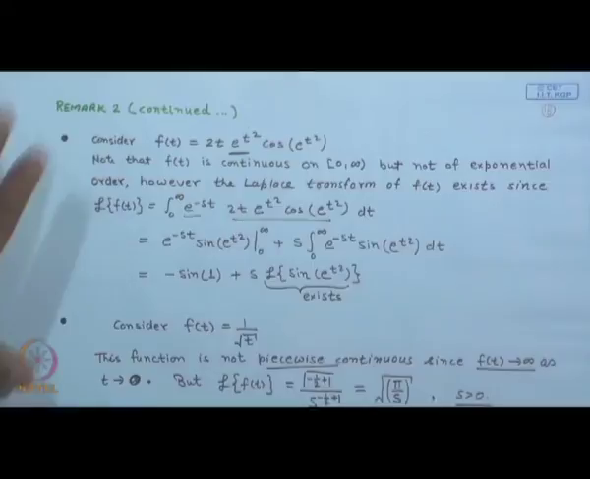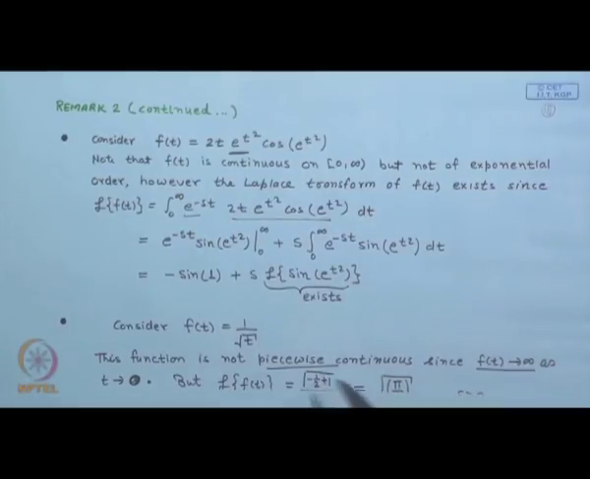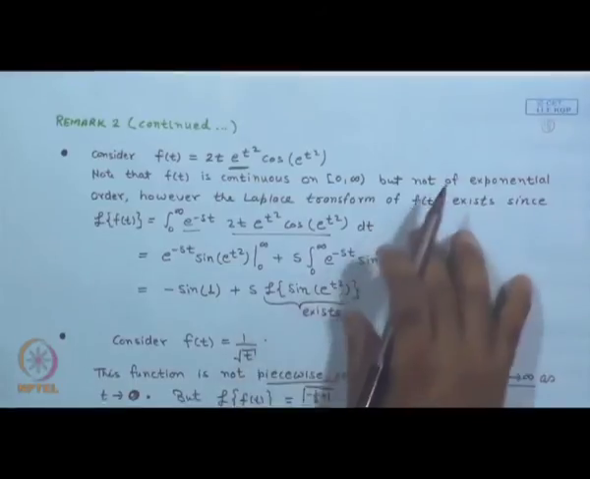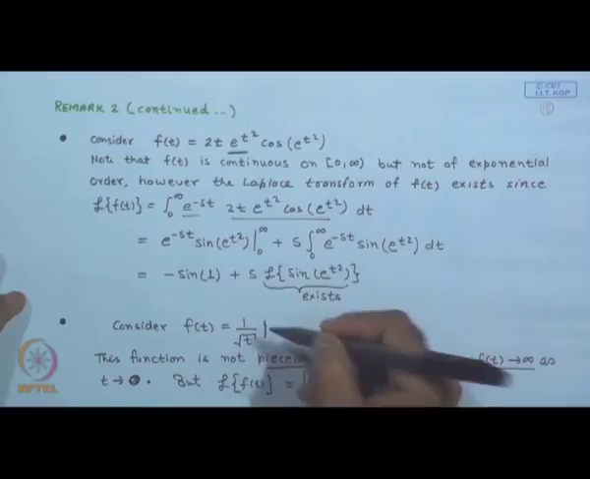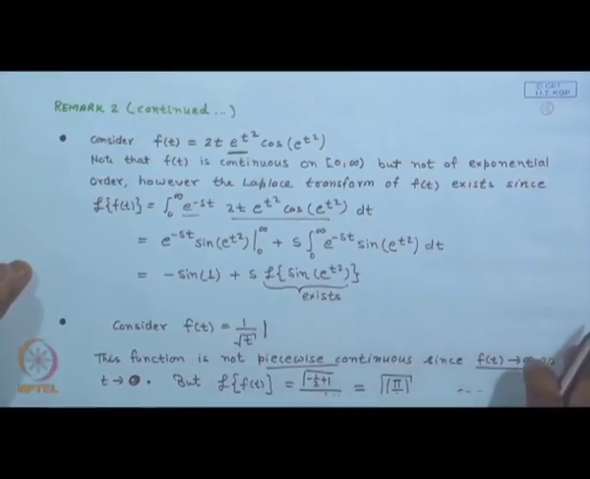So, we have these two functions, one of them is not of exponential order, the other one is not piecewise continuous, but the Laplace transform exists in both cases. This supports the point that those conditions are sufficient conditions, not necessary conditions. So, we now have the sufficient condition for the Laplace transform: that the function should be piecewise continuous and of exponential order. That is all for this lecture. Thank you.